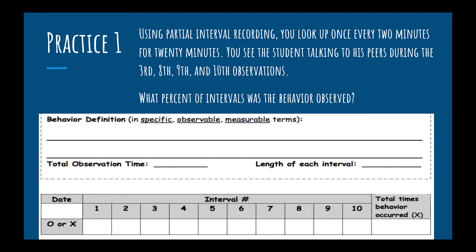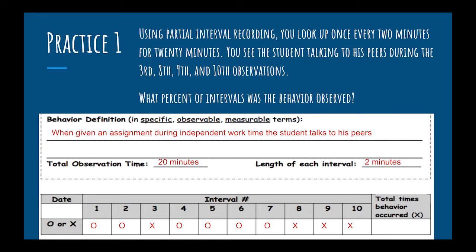Using partial interval recording, you look up once every 2 minutes for 20 minutes. You see the student talking to his peers during the 3rd, 8th, 9th, and 10th observations. What percent of intervals was the behavior observed? You saw the behavior occur 4 times out of the 10 times you looked at the student. This is 4 out of 10 times. This is equivalent to the behavior occurring about 40% of the intervals that you looked at the behavior for.